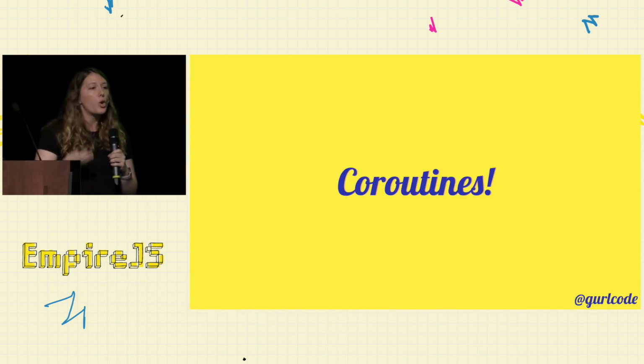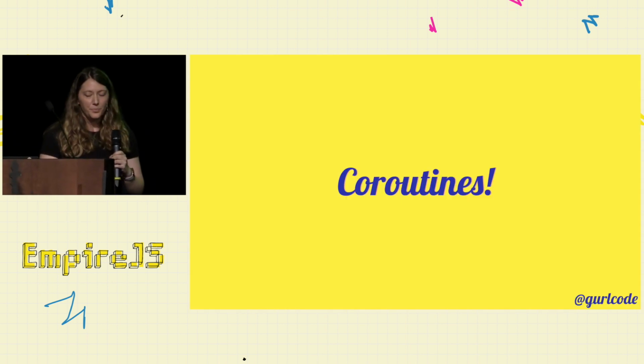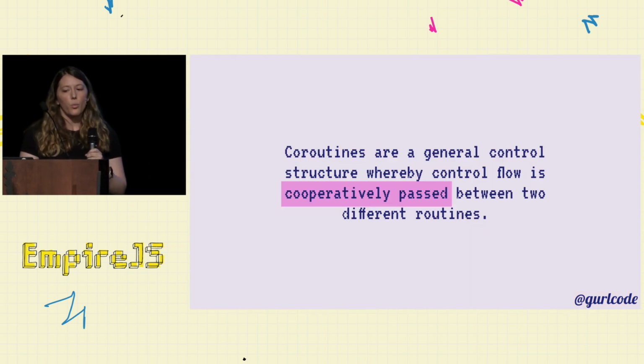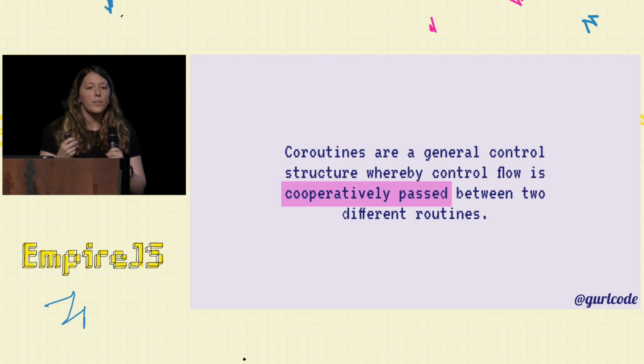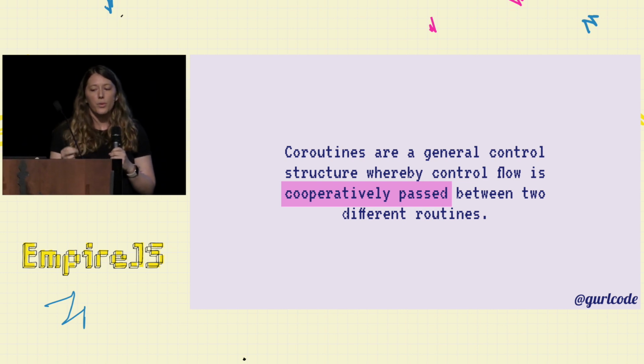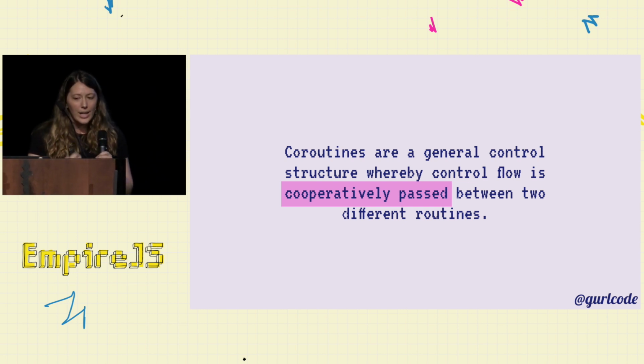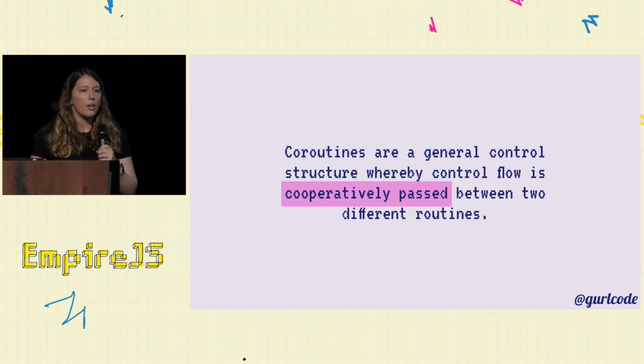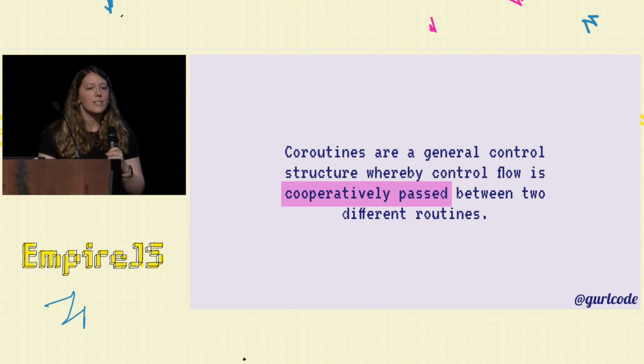And this is where coroutines come into play. Coroutines are a general control structure whereby control flow is cooperatively passed between two different routines. So I like to think of coroutines as cooperative partners. Because the generator can't resume itself, it needs a cooperative partner to help out.